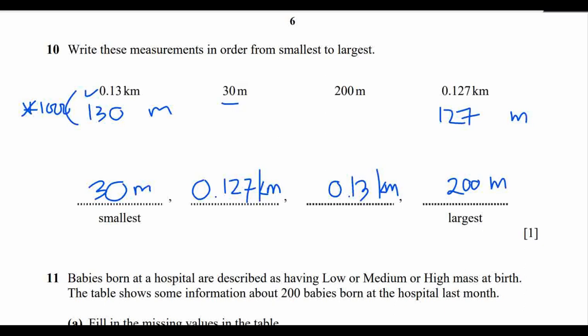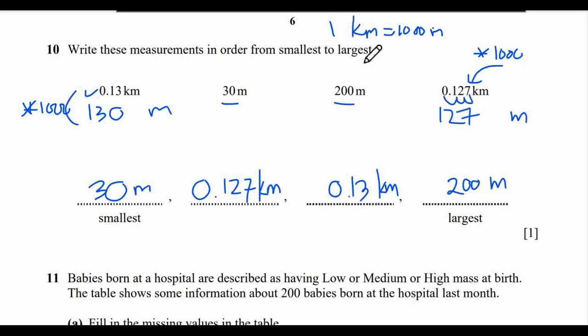So this is already in meter. Now this one the same, we times by 1000, because 1 kilometer is equal to 1000 meter. That is the conversion that we have to remember. So times 3 becomes 1, 2, 3 times 1000. 30 means we move the decimal 1, 2, 3. So we move the decimal from here, so we become 127 meters.